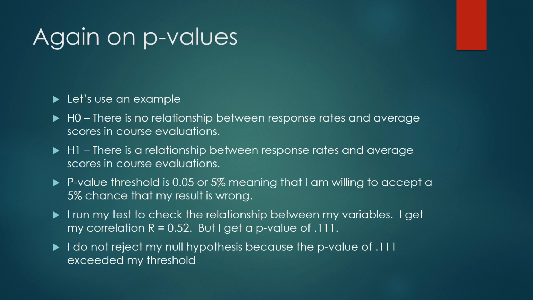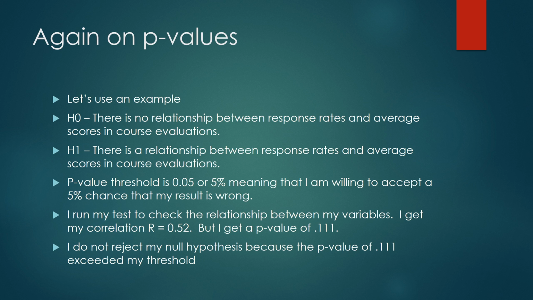So I run my test of my alternate hypothesis. I check to see if there is a relationship between response rates and average scores. And I get a correlation. My correlation value is 0.52, but I get a p-value of 0.111. What does that tell me? That tells me that I am not able to reject my null hypothesis.